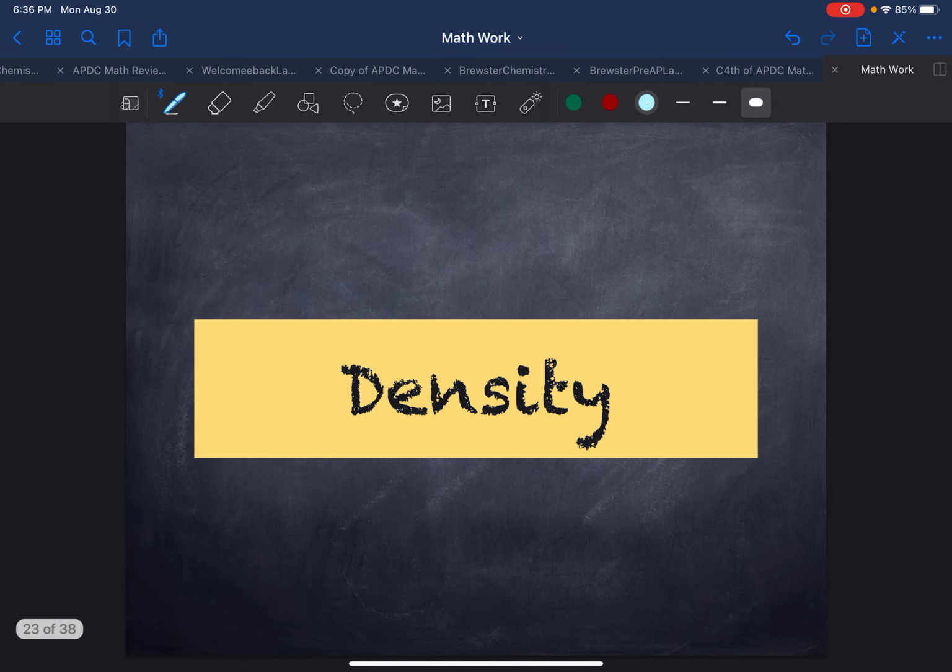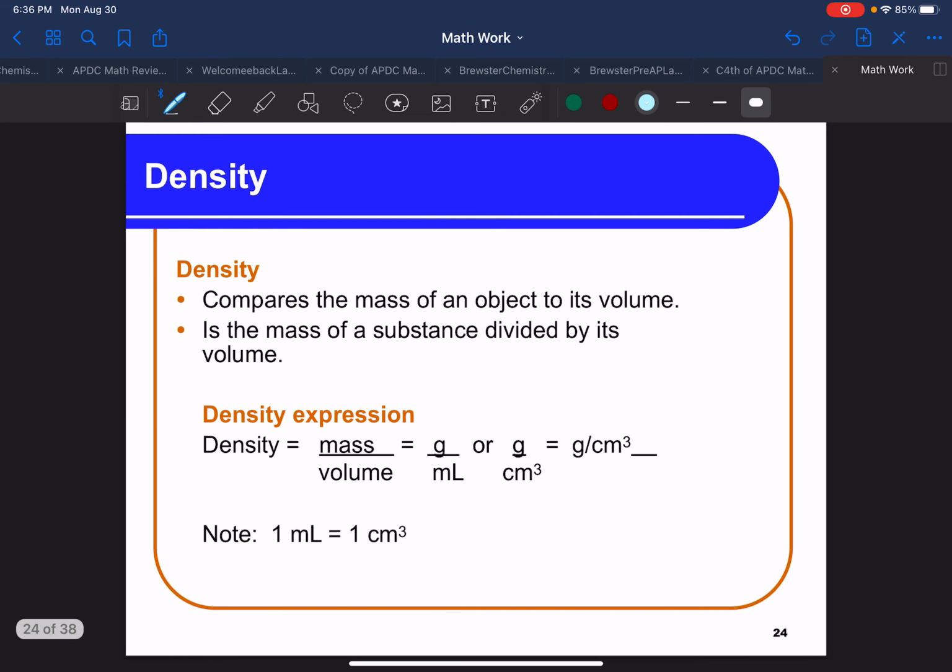Now, density. So density compares the mass of an object to its volume. And its mass is substance divided by its volume. So I can do either grams per milliliter, or I can do grams per centimeter cubed. Okay? Note that 1 milliliter equals 1 centimeter cubed.